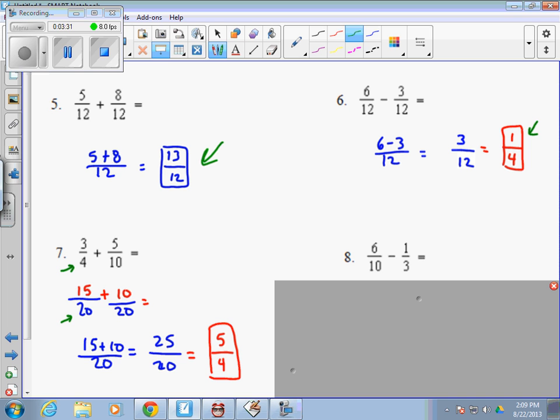Since you multiply 4 by the number 5, you also multiply the numerator by the same number 5. So 5 times 3 gives us the number 15. So 3/4 becomes 15 over 20. You ask yourself the same question on the other side.